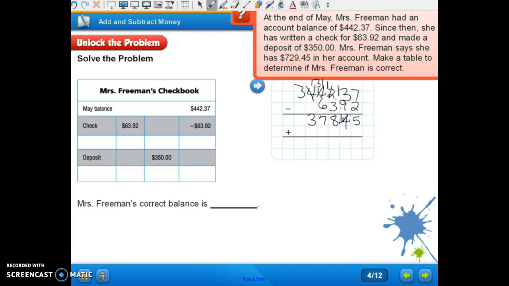Okay. So after she wrote her check, what was the balance of her bank account? $378. No. 45 cents. Okay, then she has a deposit. What are we going to do with that deposit? Add it or subtract it? Add it. That would be like if you went to work and you got paid $350 and you took that money and you put it in the bank.